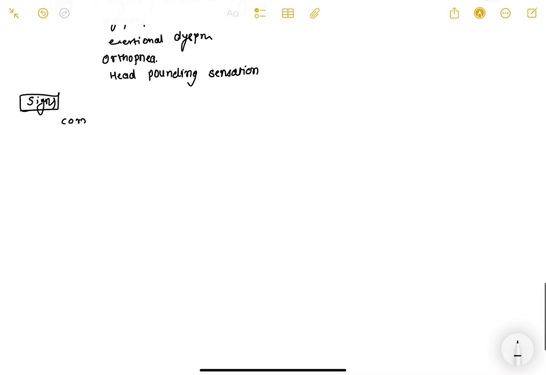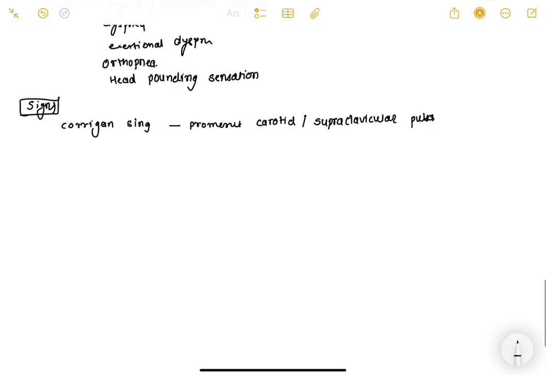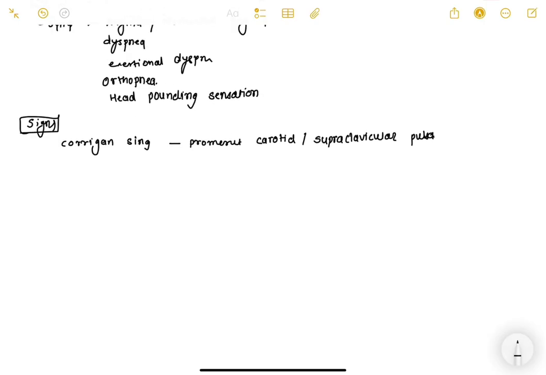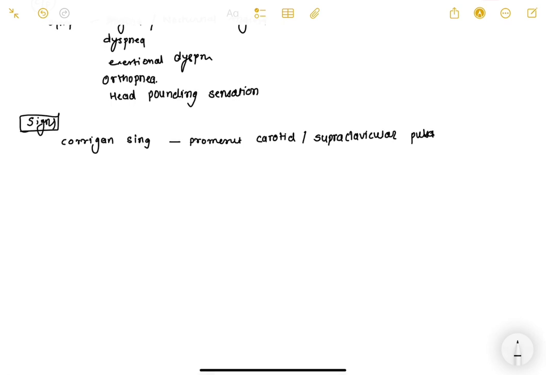Let's start one by one. First one is Corrigan sign. So this is prominent carotid and supraclavicular pulsation. So you can appreciate there is a carotid artery near your neck and supraclavicular area where you can see there is a prominent pulsation. Then De Musset sign.